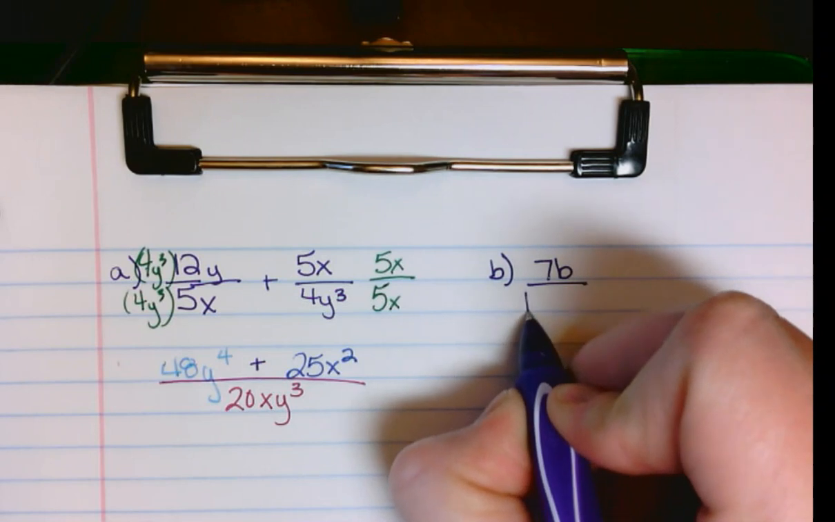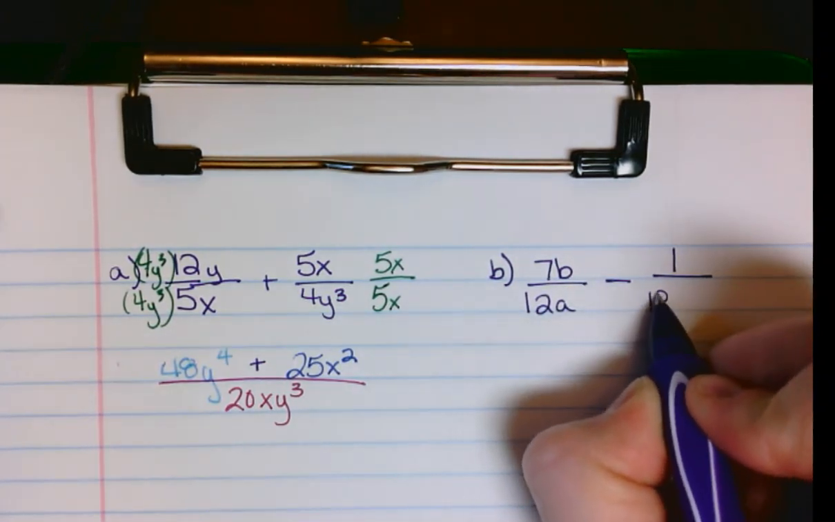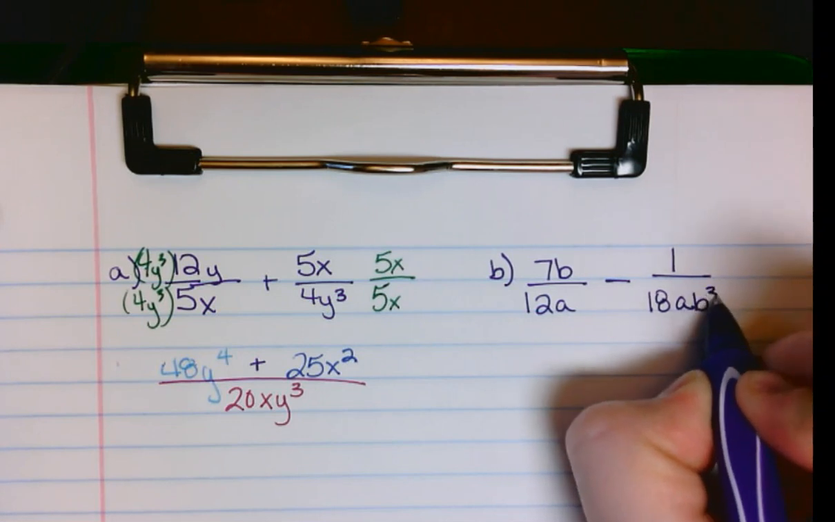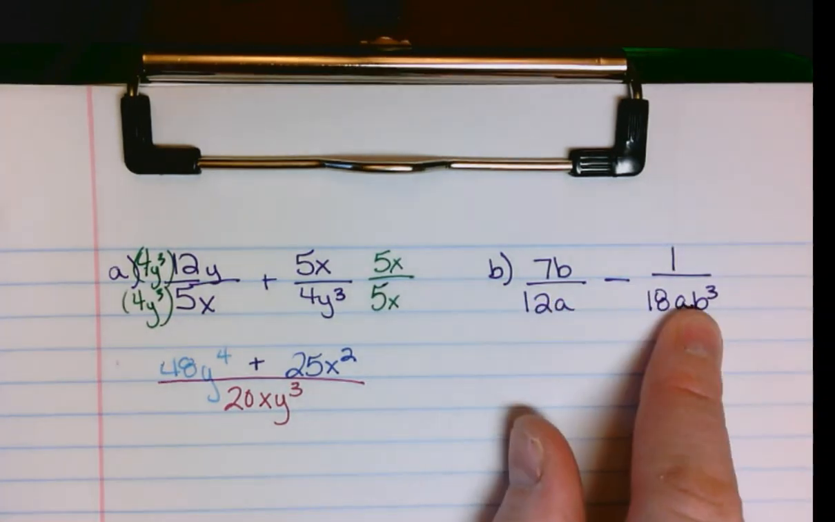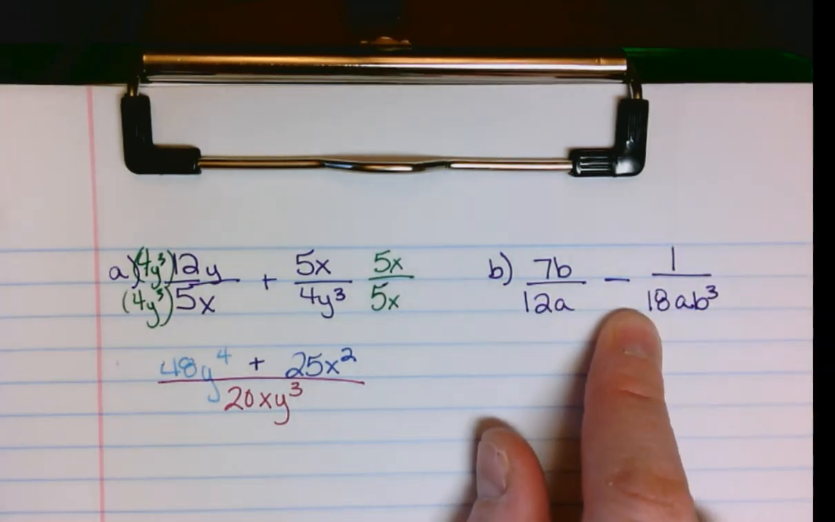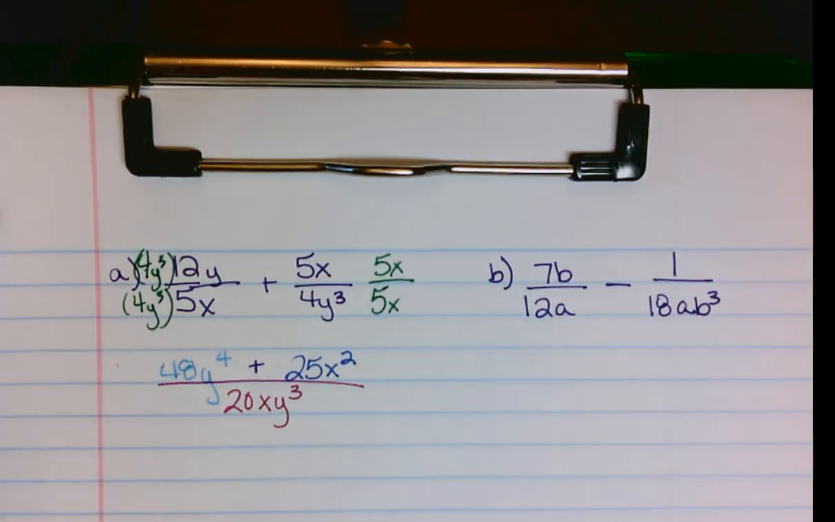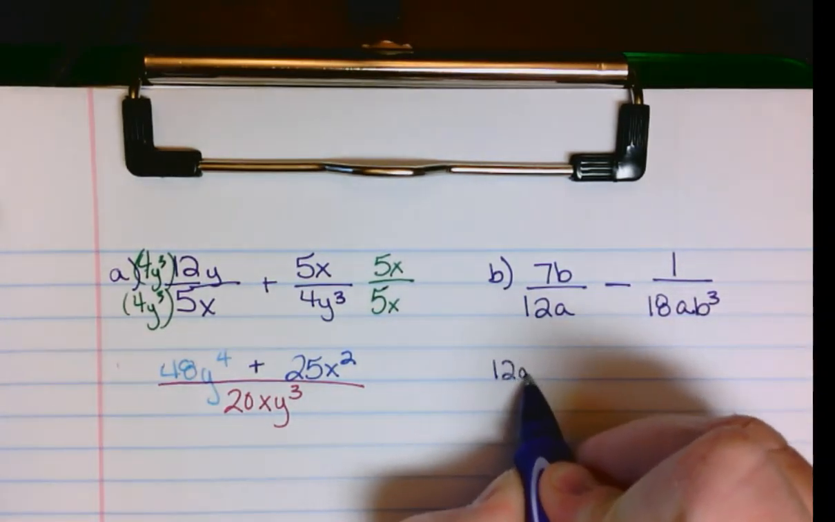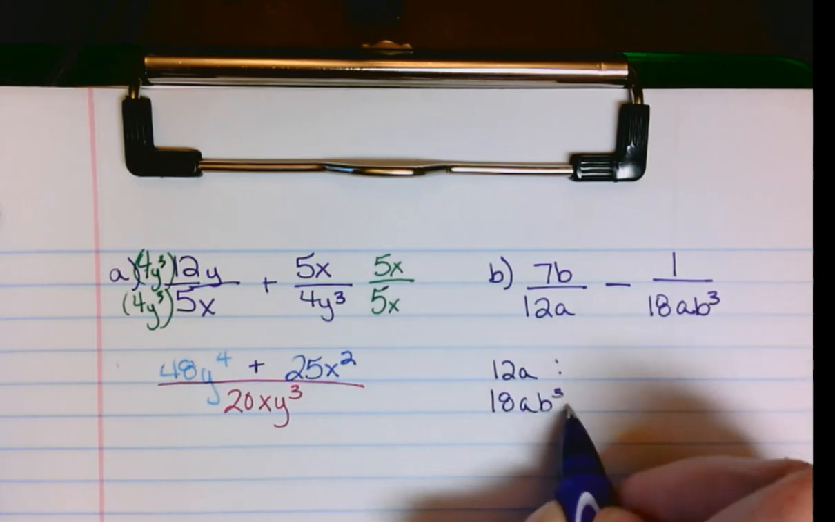7b over 12a minus 1 over 18ab cubed. So, on this one, they both have an a, so I don't need an a. So what I'm going to do is actually write down my LCM. So I'm going to take 12a and 18ab cubed, and I'm going to write down my LCM.